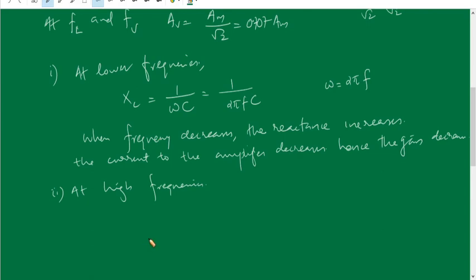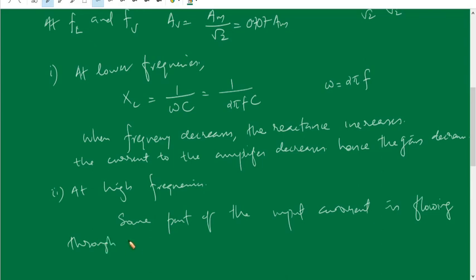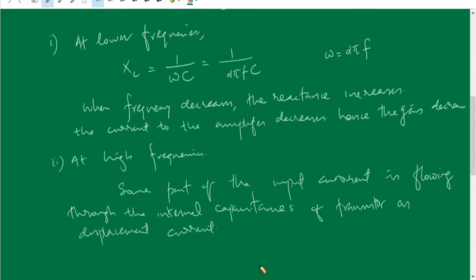So when this becomes effective at high frequency, some part of the input current is flowing through the capacitor, this internal capacitor, as the displacement current.